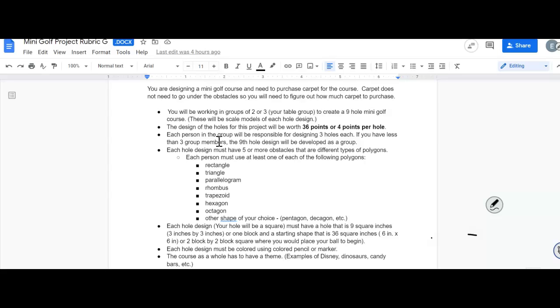Okay, that's worth 5 points. Each hole design must have a par score. What is a par score in golf? Patrick. Good. How many it should take?